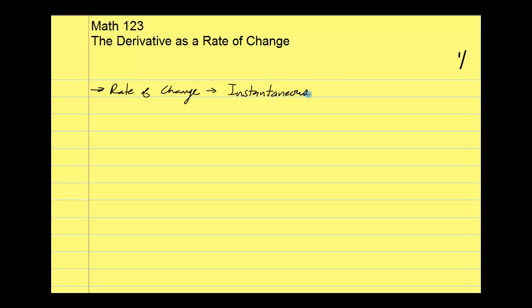Now when we say rate of change, we need to remember that we're talking about the instantaneous rate of change. And remember, ROC stands for rate of change. So we're going to get rid of the differences between average and instantaneous rate of change, just to realize that when we say rate of change, we mean instantaneous rate of change. So to get started, let's go ahead and look at an example.